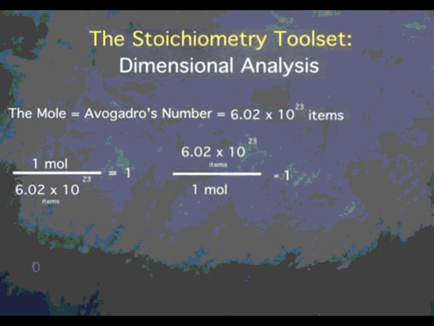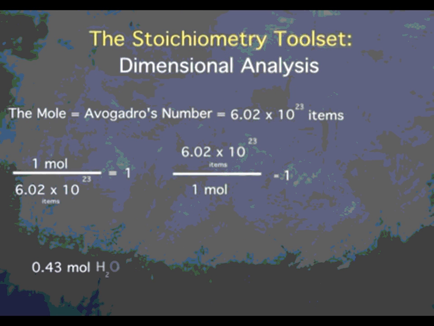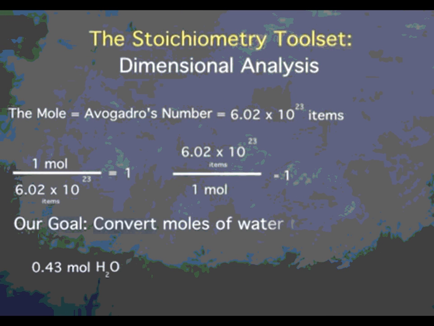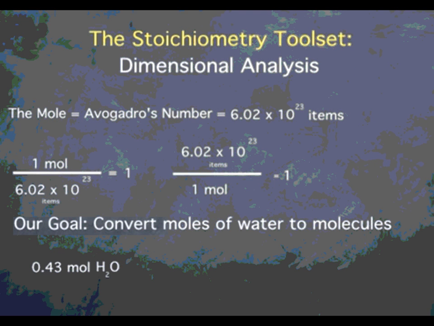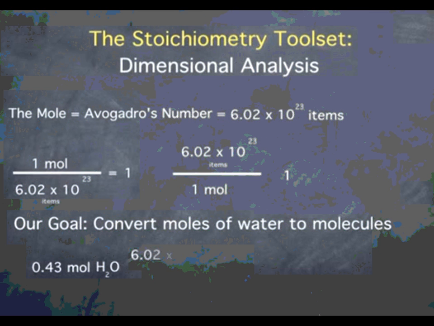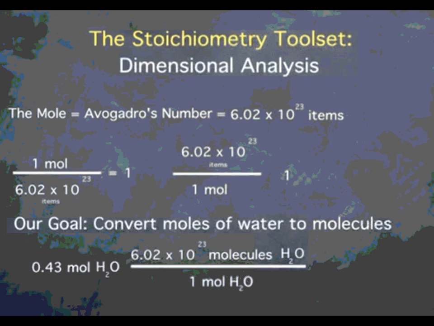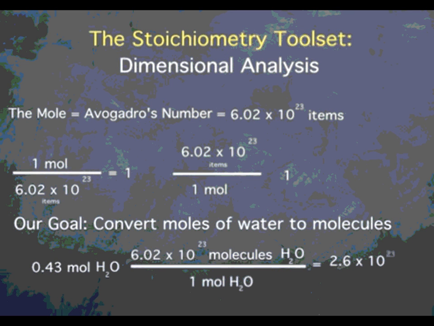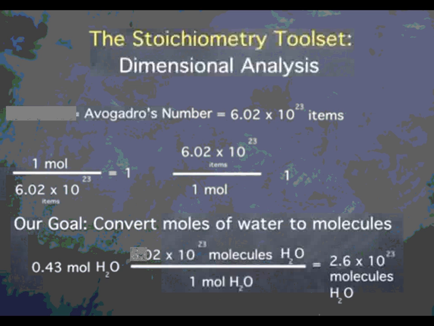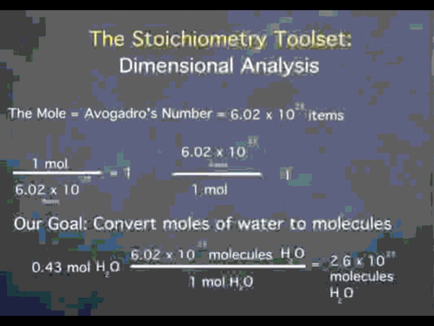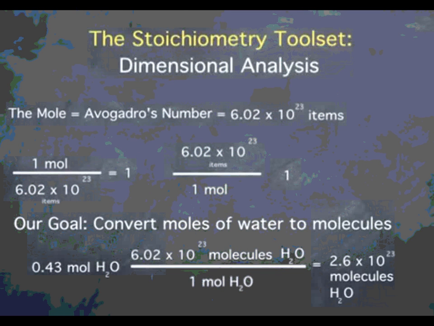Let's say that we have 0.43 moles of water, and we would like to convert this to molecules of water. We begin by writing down our initial quantity of 0.43 moles water. To convert this to molecules of water, we multiply by the ratio, Avogadro's number of water molecules per mole of water molecules. The multiplication gives the value 2.6 times 10 to the 23rd, with units of molecules of water. So we have achieved our goal of converting our quantity from moles of water over to molecules.